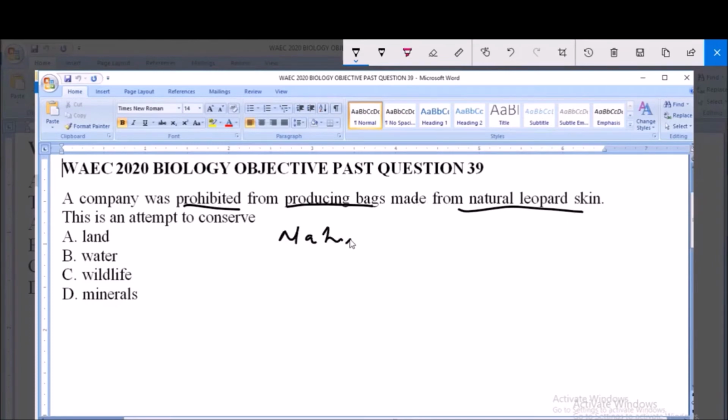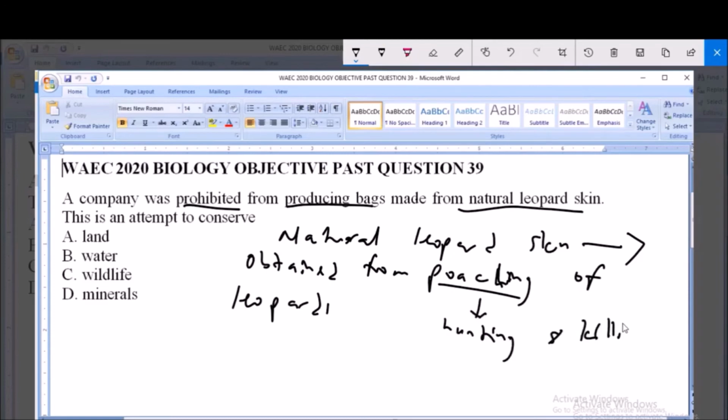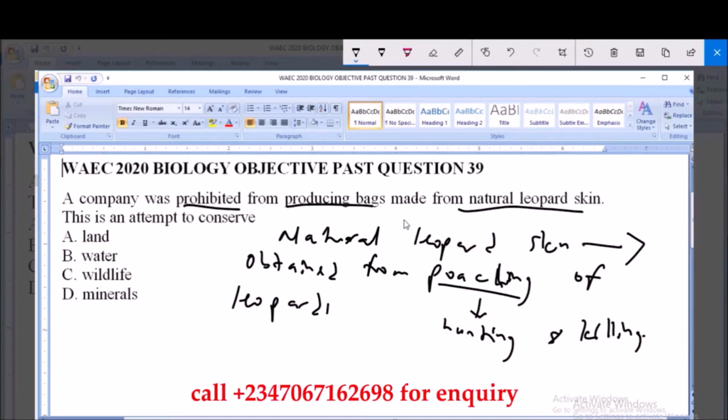Now, natural leopard skin is of course obtained from poaching of leopards. Poaching of course means illegal hunting and killing of leopards. So in order to get natural leopard skin, it involves poaching of leopards. Now, if the company is prohibited from producing these bags, that means it will have to also stop poaching of leopards.